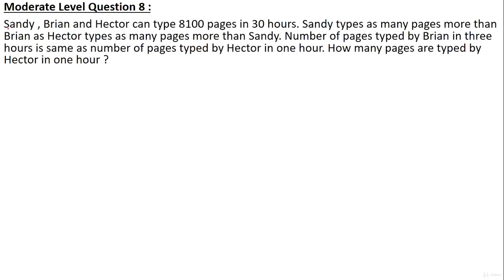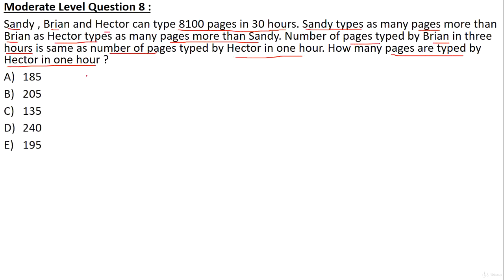It says Sandy, Brian and Hector can type 81,000 pages in 30 hours. Also, Sandy types as many pages more than Brian as Hector types as many pages more than Sandy. Now the number of pages typed by Brian in 3 hours is same as number of pages typed by Hector in 1 hour. Now how many pages are typed by Hector in 1 hour? The options are 185, 205, 135, 240, 195.